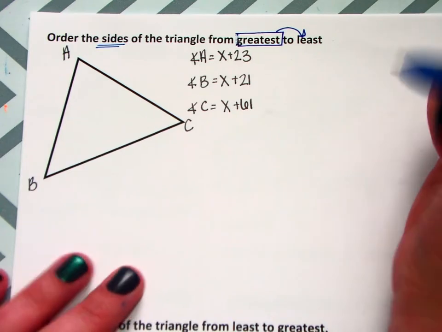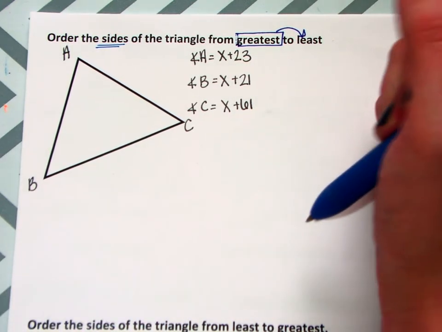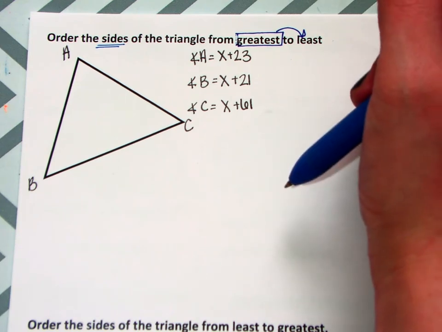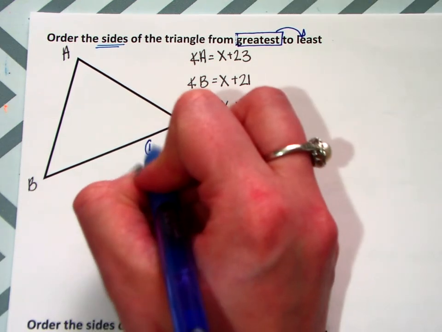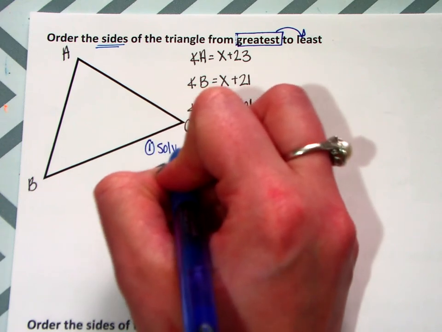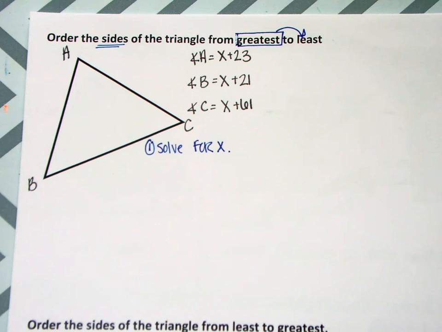The first thing we have to do, I've given you a bunch of information. I can't order the sides until I know my angles. So the first thing we have to do is solve for x. So step one is to solve for x. Now, these are angles in a triangle, and hopefully, as we remember, angles in a triangle all add up to 180, and they will always add up to 180 forever and ever and ever.